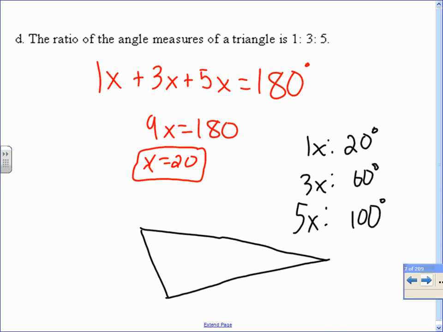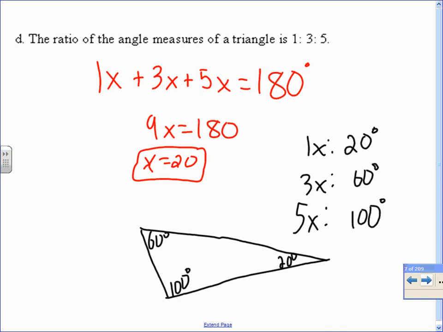I'm getting there. Here's what we're finding. If the ratio of the angle measures is 1 to 3 to 5, we just found each of the angle measures. This is not drawn to scale, but I'm trying my best here. One of these is 100 degrees, one of the angles is 60 degrees, and one of the angles is 20 degrees. When you're given an extended ratio of sides or angles, you're finding the measurements. 100 plus 60 plus 20 is 180. So all you're doing is setting up an equation so you can find the angle of each part of the triangle.